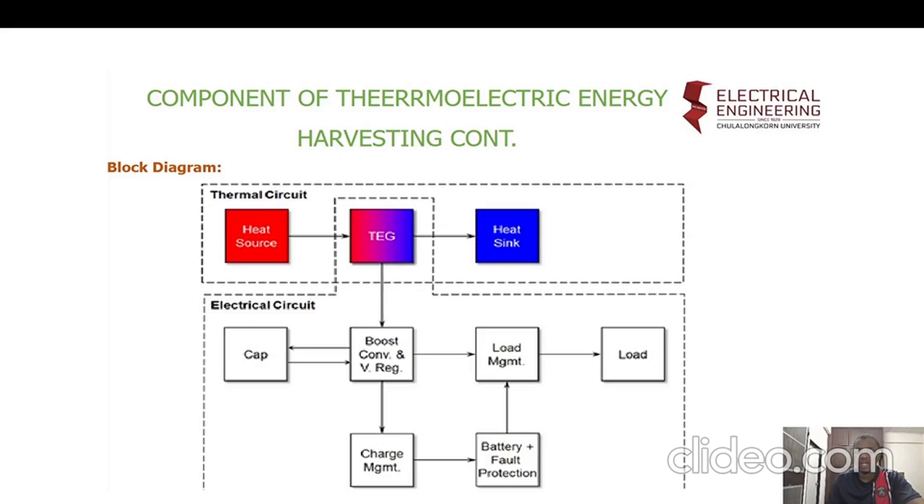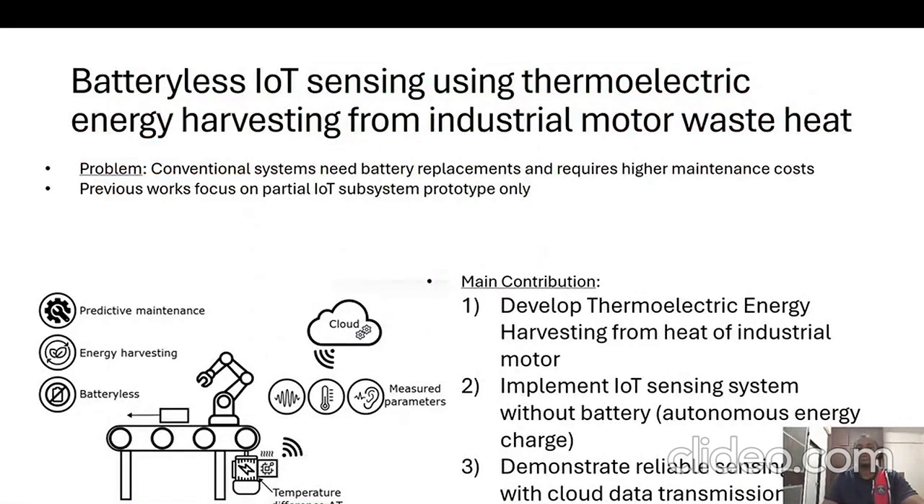So you also have an electric circuit, which, as you see, has the load management. You also have boost converters and voltage regulators, because the voltage generated by your generator might be too little, and then you also have a capacitor which stores your energy. You have your charge management, like your battery management, and then you have fault and protection so that you can ensure flawless execution.